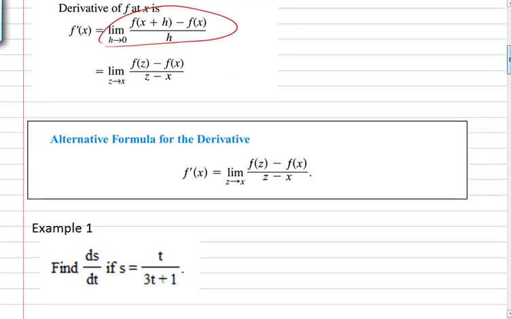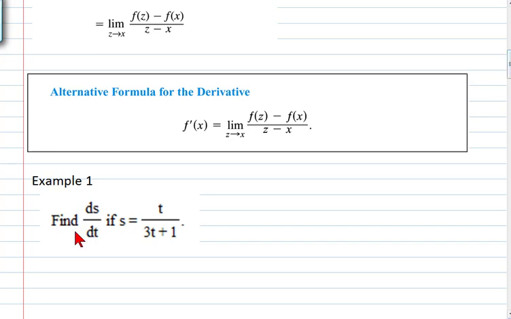In example 1, we're asked to find ds dt. Remember, that's the derivative of the function s with respect to t. Do you want to try one using the alternate form just to see what it feels like, or do you want to stick with the h definition? Stick with what you know? Okay, we'll stick with what you know. So we're going to pretend we don't have the alternate form because it's just piled higher and deeper at this point.